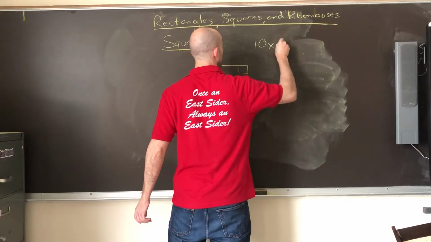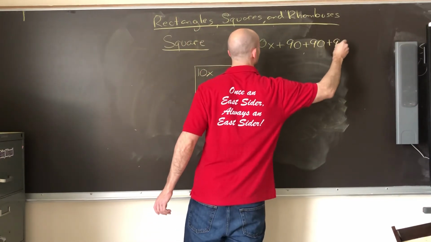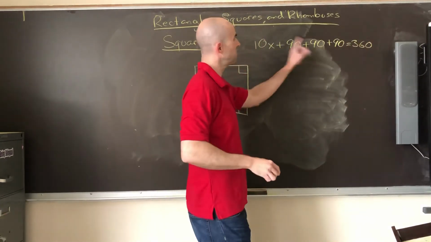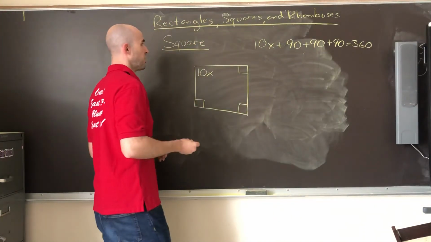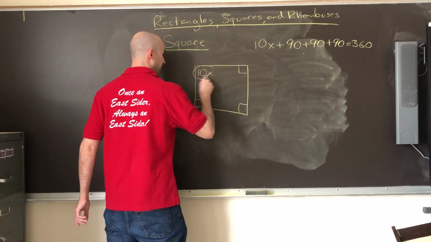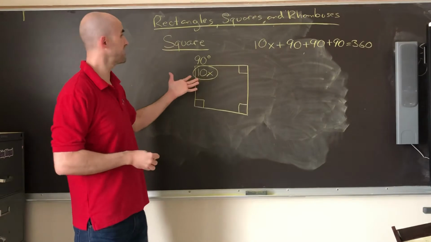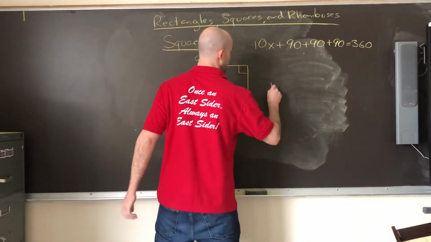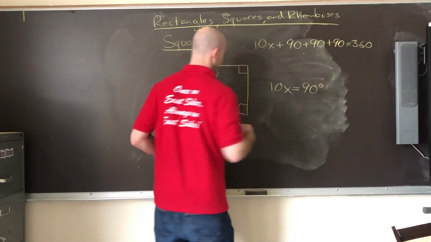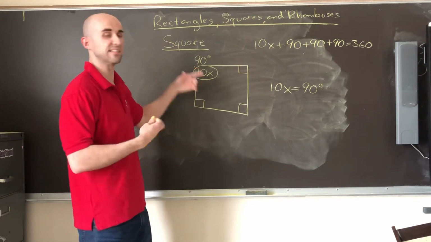Technically, if I wanted to do this, I could. It'd give me a lot of work, but yes, if you wanted to do this, you could, and it would give you the right answer. You would combine like terms, subtract, and then divide by 10. You can also focus on the fact that since all the angles are 90, we know that this angle here is also equal to 90 degrees. So if that angle is equal to 90 degrees, we can just do 10x equals 90. Because if all the angles are right angles, all 90, then this angle here is 90 degrees too.